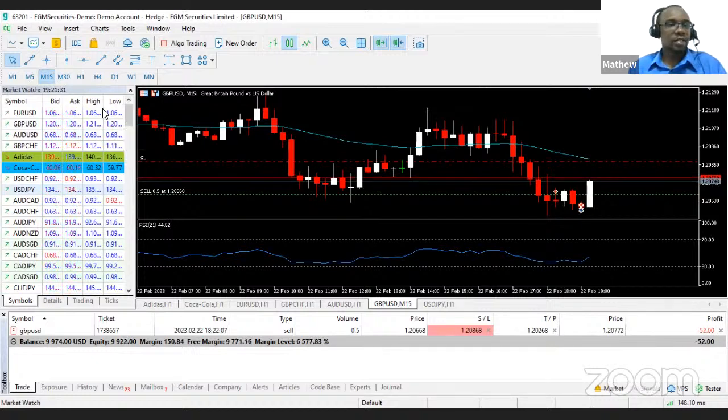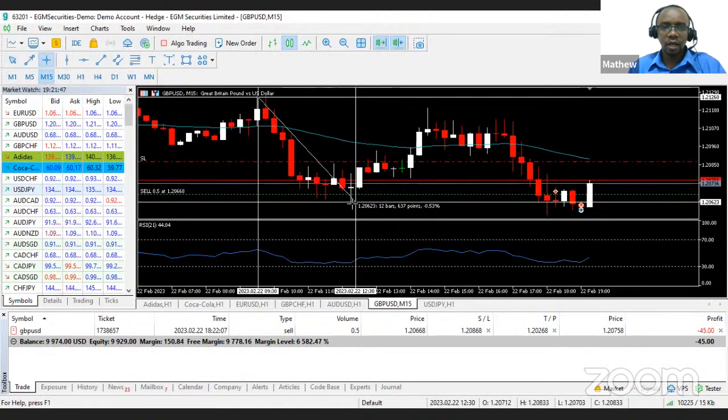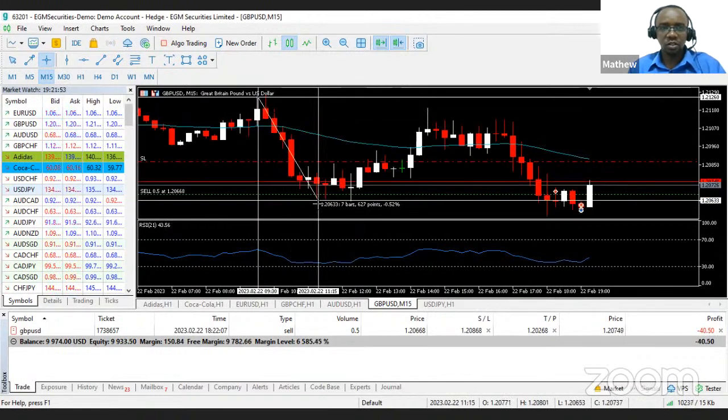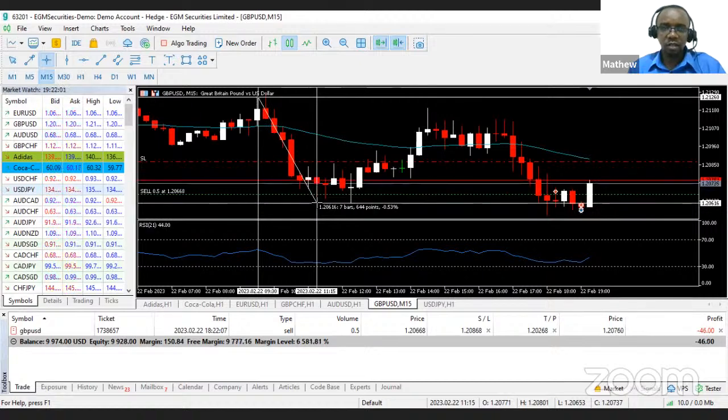Now, there's something else here, how to use a crosshair. Let's say you don't have the patience to calculate how many pips you need. Then maybe you can come here, use a crosshair, and the crosshair will tell you that from this point to this point, that's 644 points, right? So 644 points represents 64 pips, and those are 7 bars.